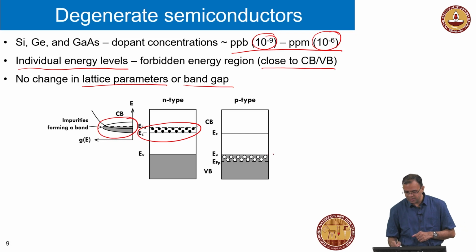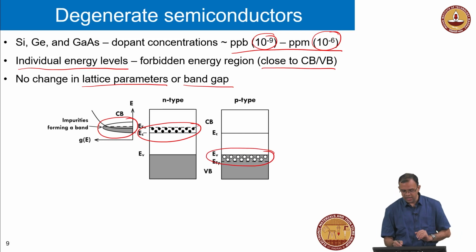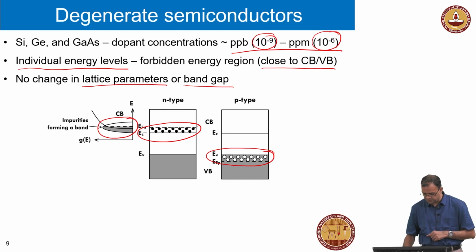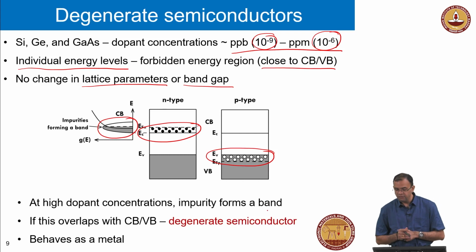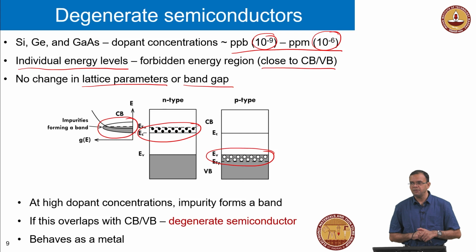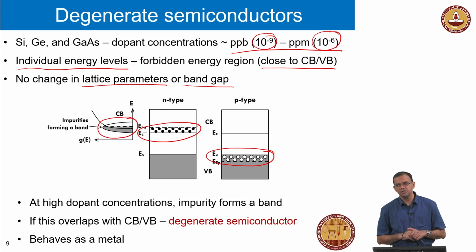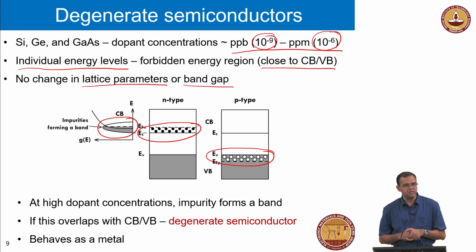The same thing happens if I have a lot of acceptors. The impurity band of the acceptors will merge with the valence band, so again I have a continuous band. So when we have this situation, when the impurity forms an energy band, and typically for silicon you can do the math, somewhere around 10^19 per centimeter cube, or maybe around 0.1% of dopant concentrations.